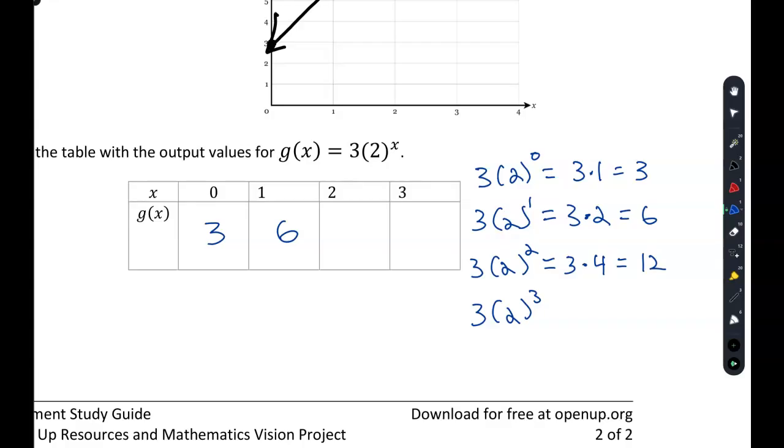All right. Next, we're going to do 3 times 2 to the third, and that'll be 3 times 2 times 2 times 2, which is 8, and then 3 times 8 is 24. 12 here and 24. As you can see, we're doubling it each time, so we're multiplying by 2.